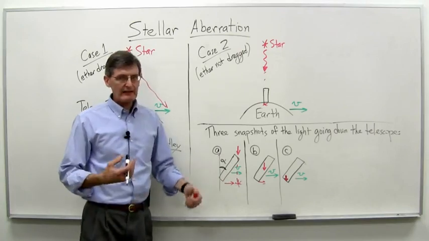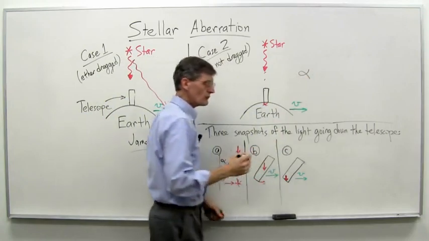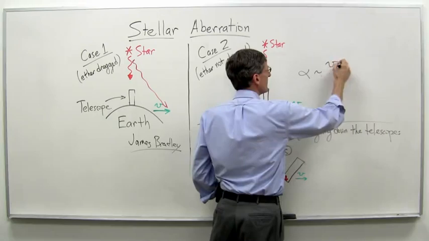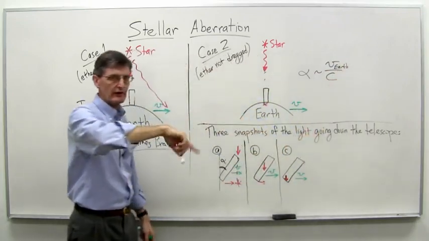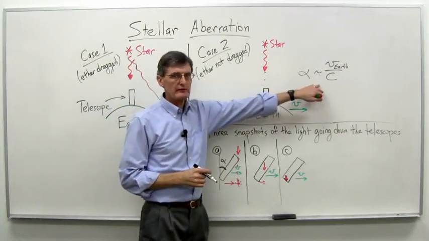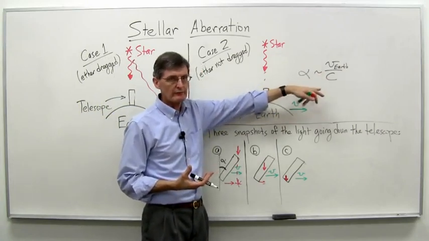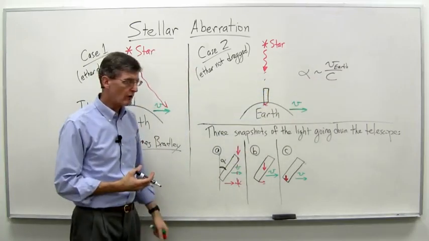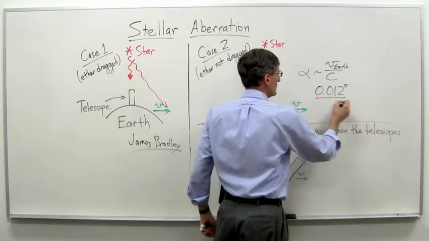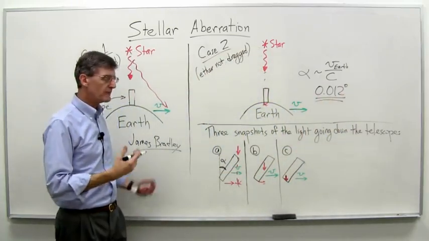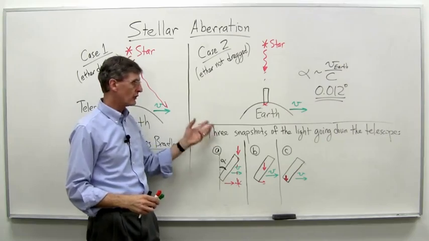You can do an analysis. It's not that difficult. We won't do it. We'll just state the result. Turns out that alpha more or less goes like the velocity of Earth, so we'll say v Earth here around the sun, about 30,000 meters per second, divided by the speed of light, which is 300 million meters per second. I think that's a difference of about 10,000 times there, if I did that correctly. But a small number. So alpha turns out to be actually about 0.012 degrees. I think I got the right number of zeros in there. Very small angle. So this is greatly exaggerated here. It's just a slight tilt in the telescope in this situation.